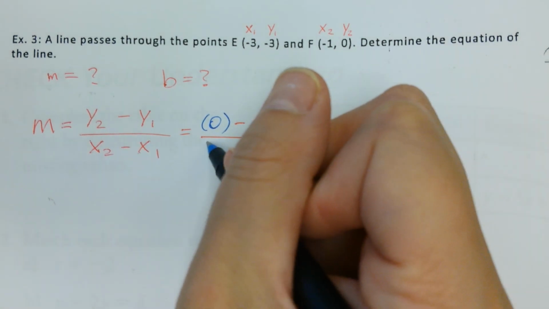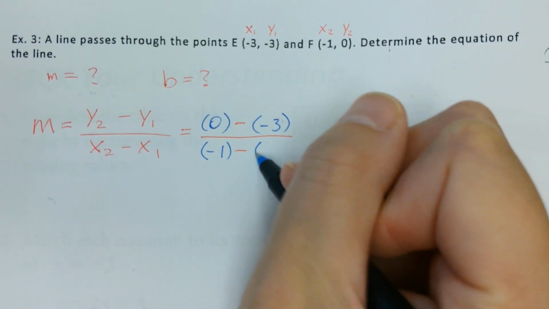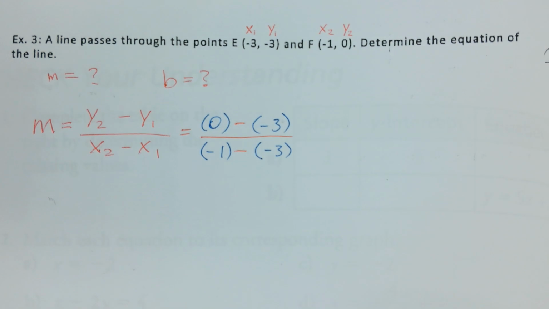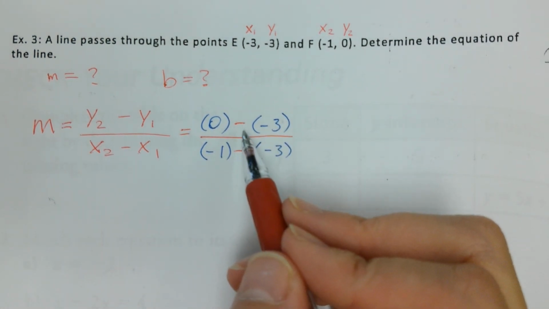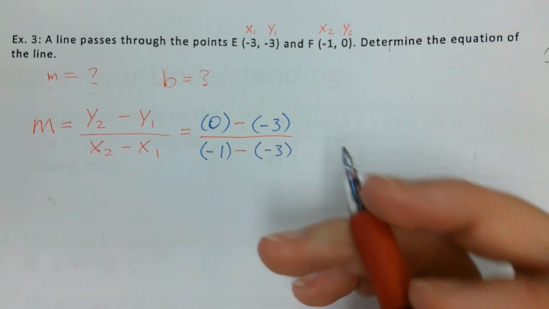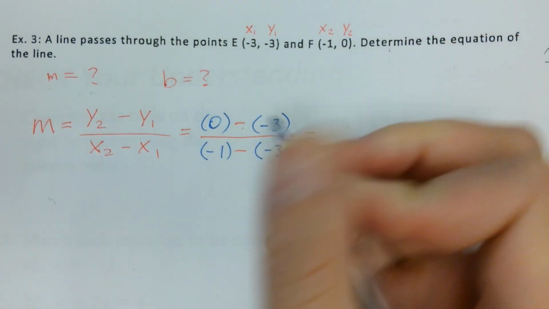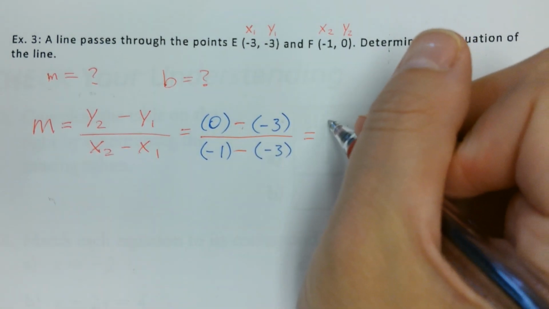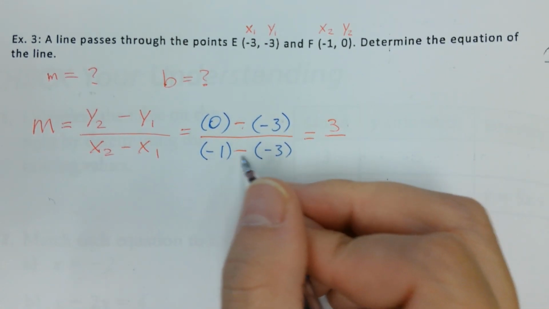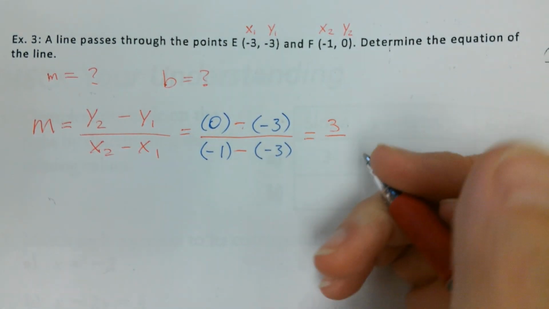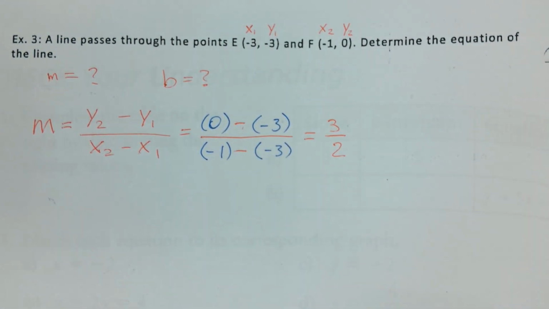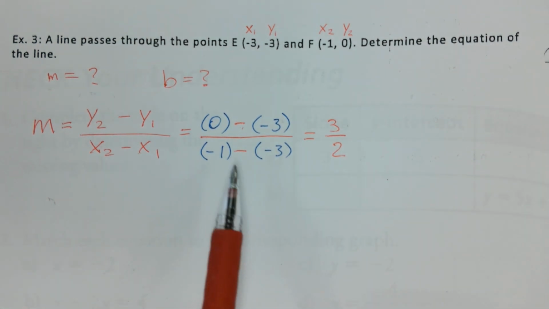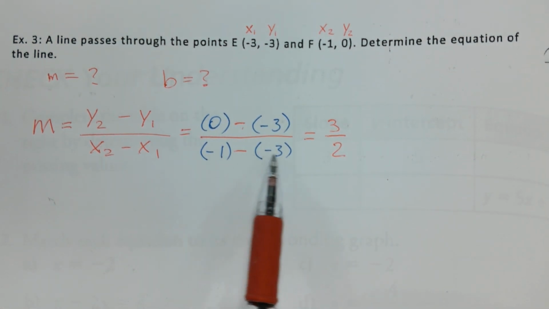X2. And x1? Good. Okay. Don't forget this minus in between. So 0 minus negative 3. Negative 1 minus negative 3. 2. Good job. Okay. Because this becomes negative 1 plus 3. That's why it's 2.